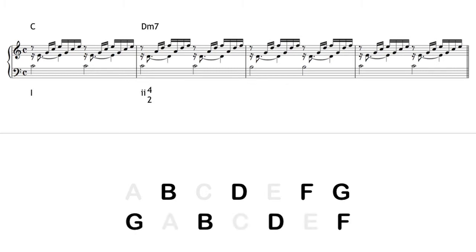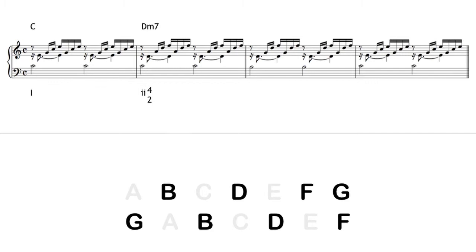So if I start spelling it out from G, I have G, skip A, I have a B, that's a third. Skip the C, I have a D, that's another third. Skip the E, and I have an F, that's another third. So this is a 7th chord because I have 4 notes all separated by thirds, and G is the root of the chord.